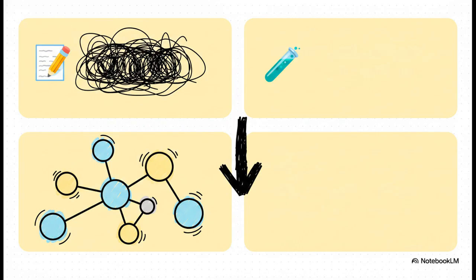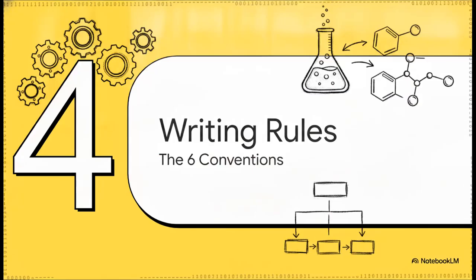CuSO4 plus Zn gives ZnSO4 plus Cu. It represents the breaking and forming of ionic bonds in a highly efficient, globally understood shorthand. Section 4, Writing Rules, the 6 Conventions. Let's look at the rules of the game.